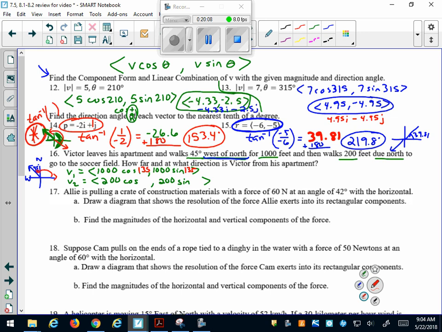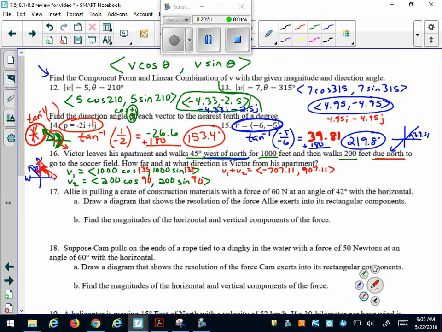Vector 2, he goes 200 feet due north. So if he's going due north from the horizontal, that's 90 degrees. So this should be 90 and 90. Okay? So when we calculate that, put them in as decimals, it turns out that V1 plus V2 is negative 707.11 and 907.11. So that's the component form.